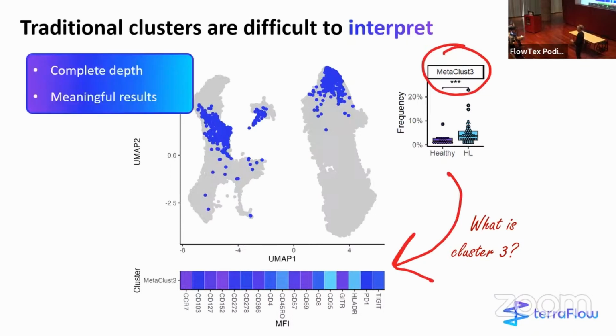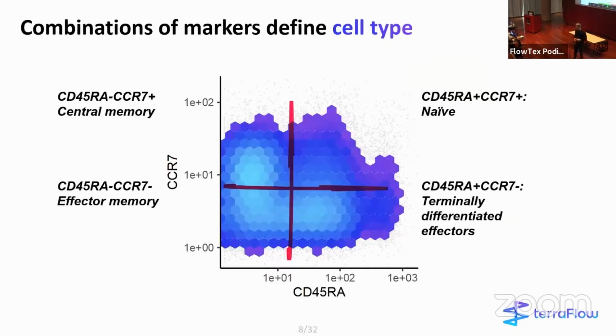What Prateep and I wanted to do is to develop a method that would allow scientists to mine the full depth of their single cell data while still returning results in a format that was meaningful to immunologists. Doing this meant returning to some of the most basic principles in immunology. We knew that immunologists define cell types by the combinations of proteins that they express on their surface. So we wanted to take this idea of combinatorial gating and apply it on a much bigger scale.